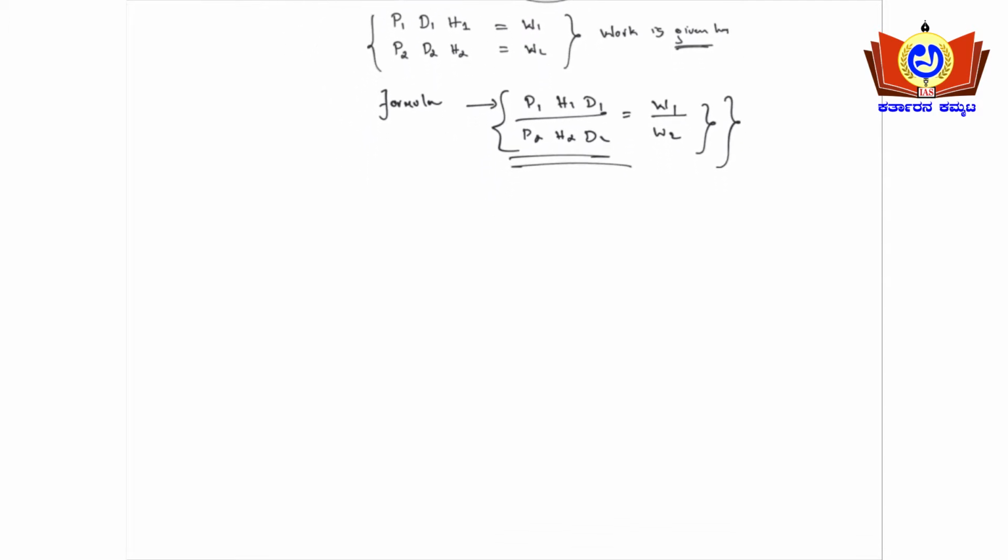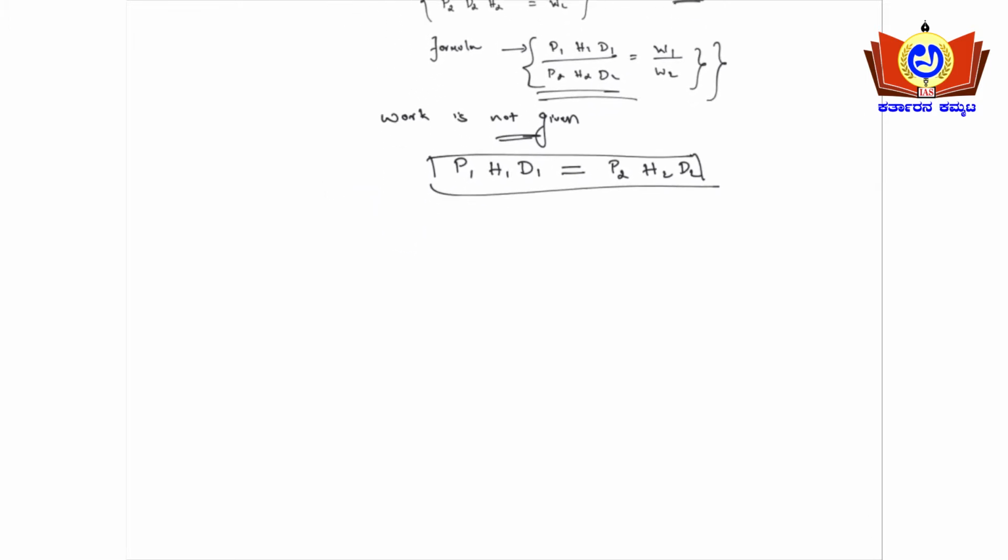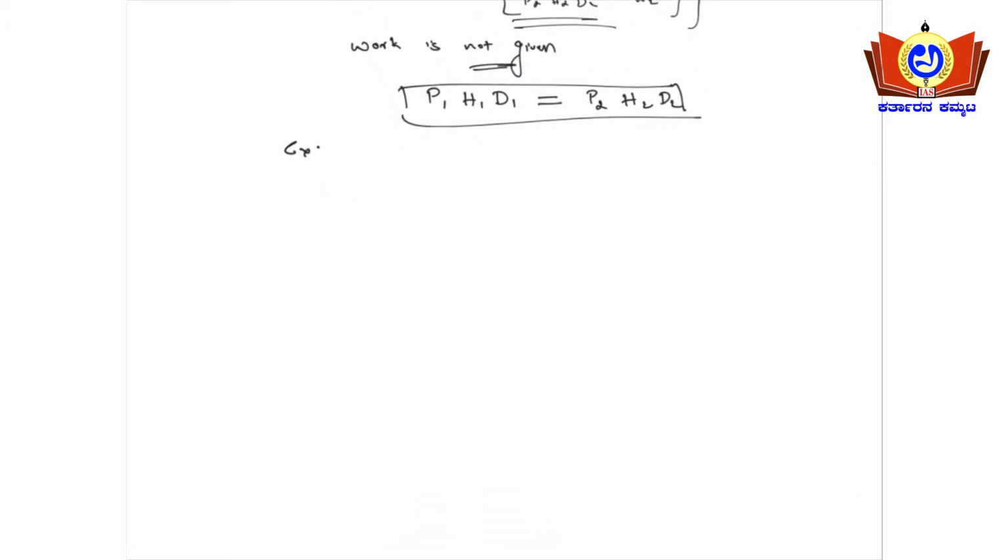The second case is when work is not given. Then person 1, with how many hours per day and how many days, will be equated to person 2, with how many hours and how many days. When work is not given, this is the formula. Let us take an example here.